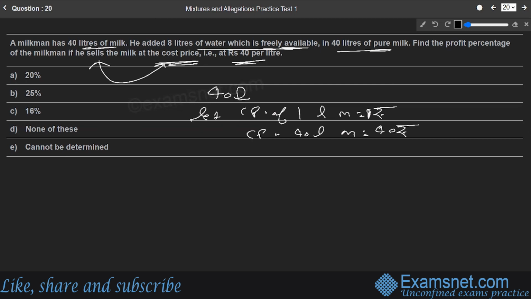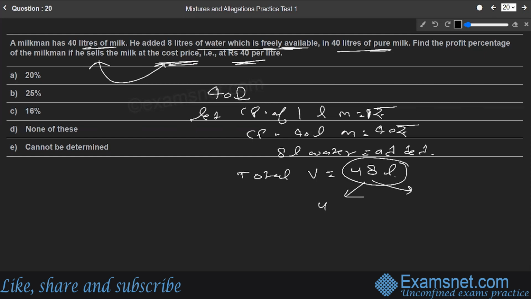How much of the water has been mixed up? They say 8 liters of water is mixed up, which is freely available. 8 liters of water is added into it. So the total volume becomes 48 liters, in which there are 40 liters of milk and 8 liters of water. The cost price of 40 liters of milk was rupees 40 and the price of water is nothing but 0 rupees.